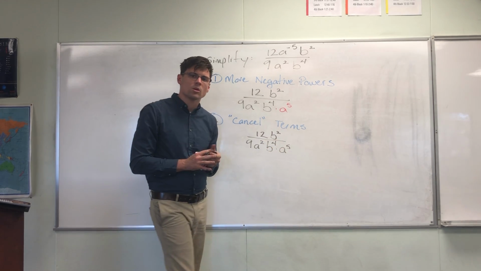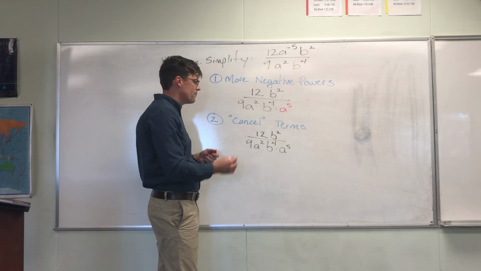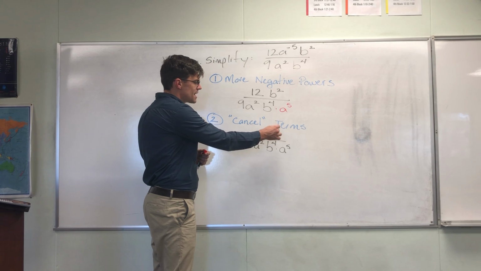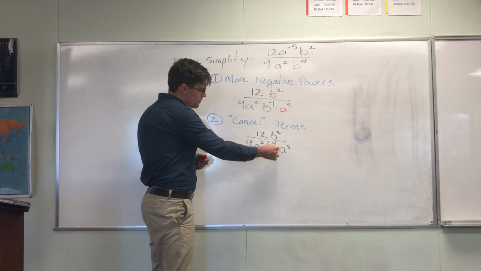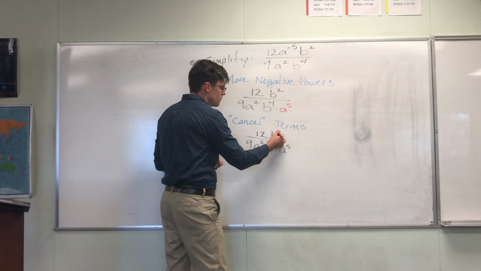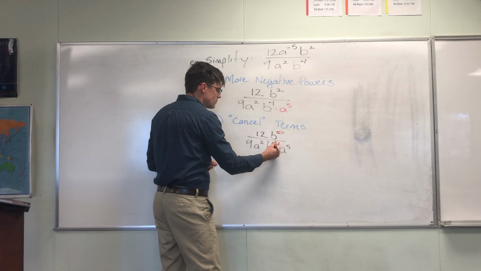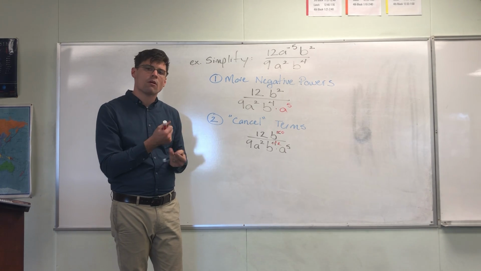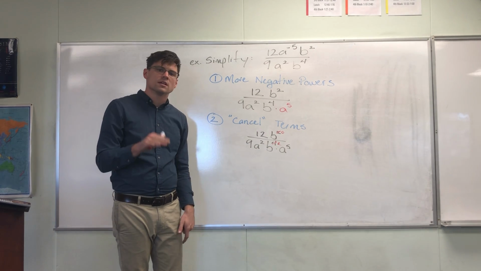And what I'm going to do is I'm going to look for, first, if I have a variable on the top and the same variable on the bottom. So here I have b to the second on top. I have b to the fourth on bottom. So I'm going to subtract the smaller power from the larger power. And so I won't have any b's in the top anymore. I'll just have b to the second power in the bottom.